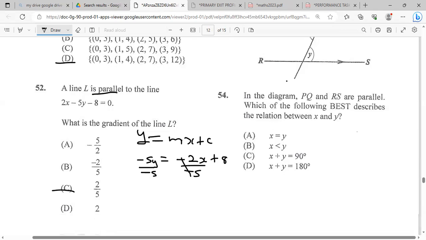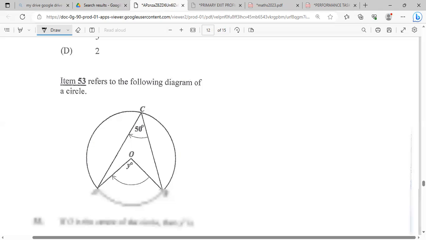All right, let's move on to 53. Item 53 refers to the following diagram of a circle. If O is the center of the circle, then Y is equal, which is this. Now we know that angle at the center is twice the angle at the circumference. So how we have to do, just multiply 2 times 50. So that's 100.